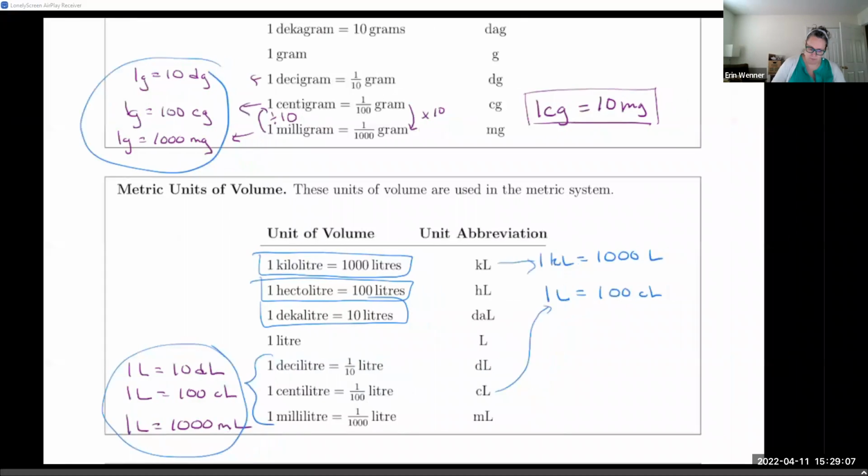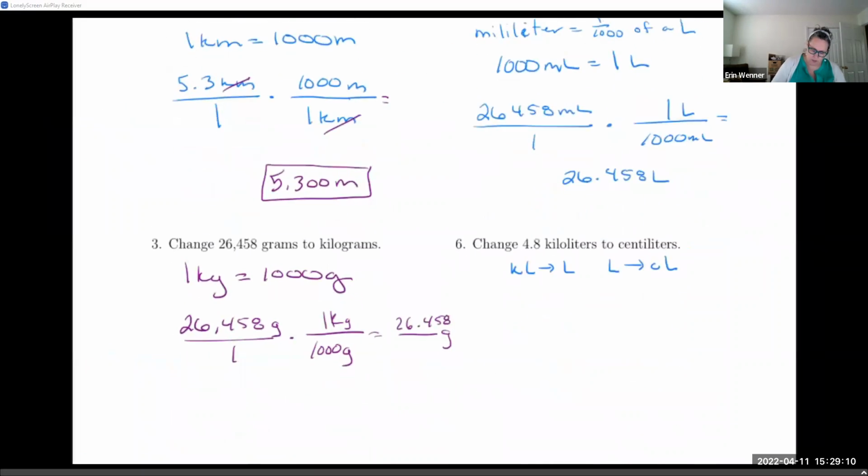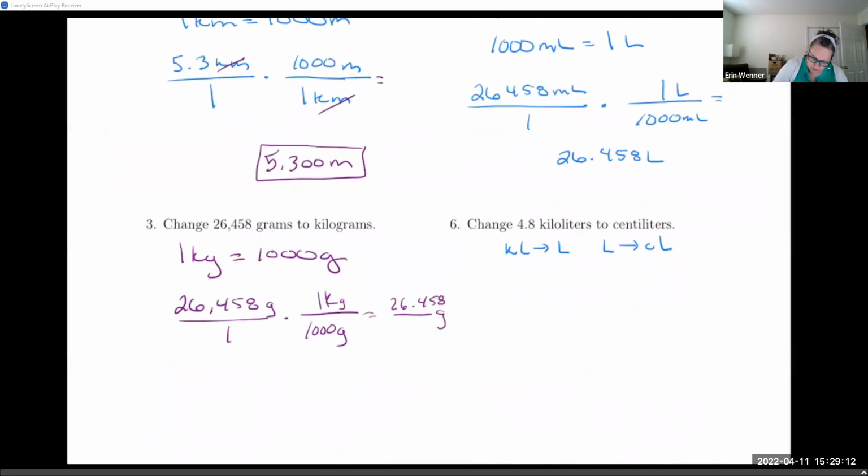So if we go back to our problem, we've got 4.8 kiloliters. So kiloliters to liters, we know that 1 kiloliter is equal to 1,000 liters. And we know that 1 liter is equal to 100 centiliters. I don't know why I wrote an H, it's supposed to be an L. So 4.8 kiloliters, and we're going to multiply it by our 1,000 liters over 1 kiloliter.